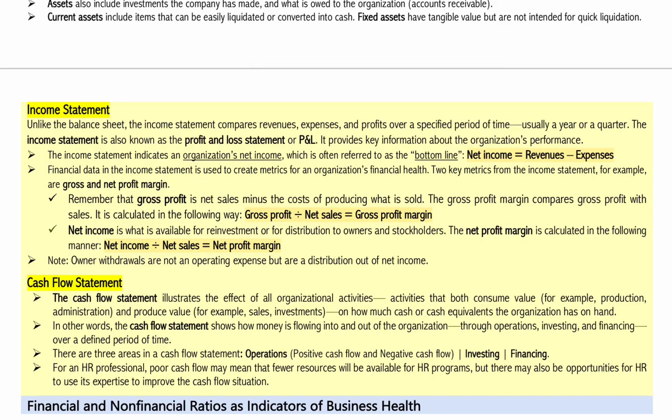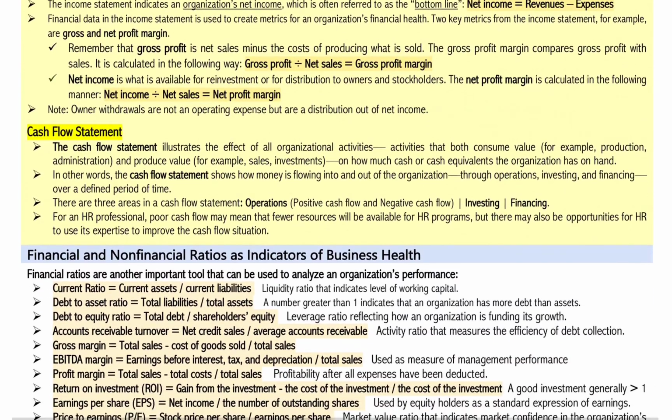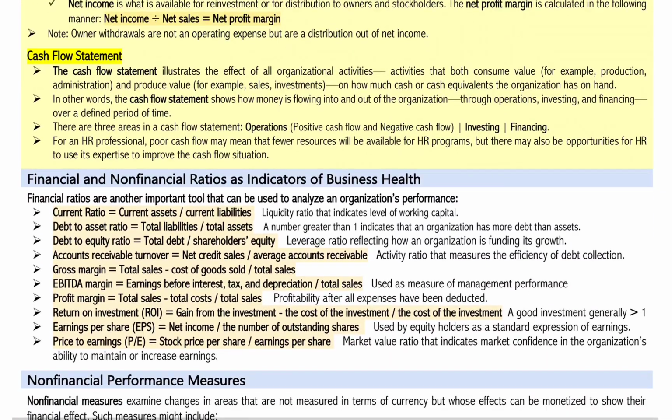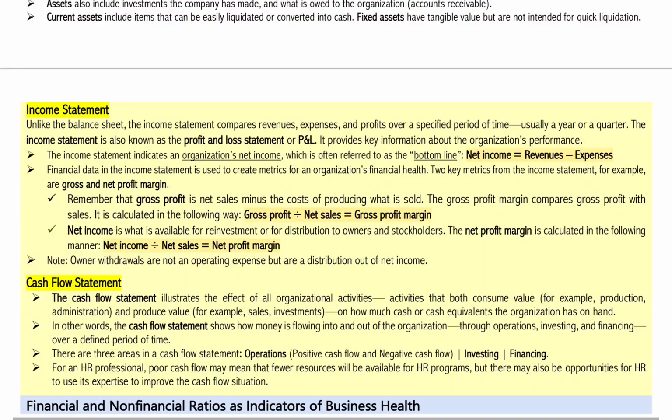There are three areas in a cash flow statement: operations, investing, and financing, each with positive and negative cash flow. For an HR professional, poor cash flow may mean that fewer resources will be available for HR programs, but there may also be opportunities for HR to use its expertise to improve the cash flow situation.